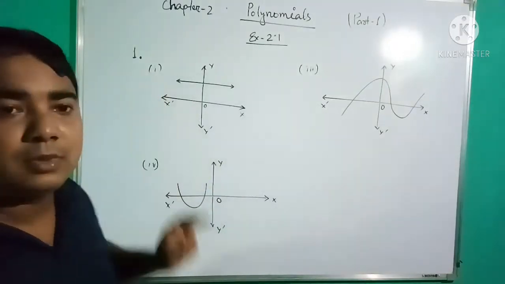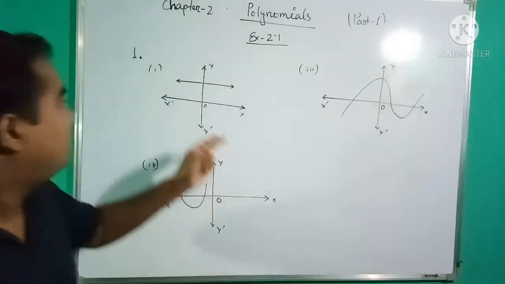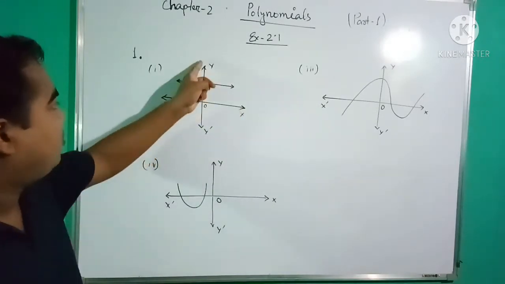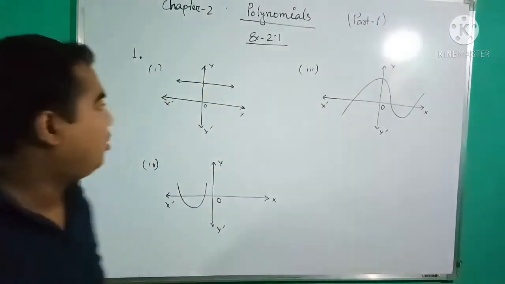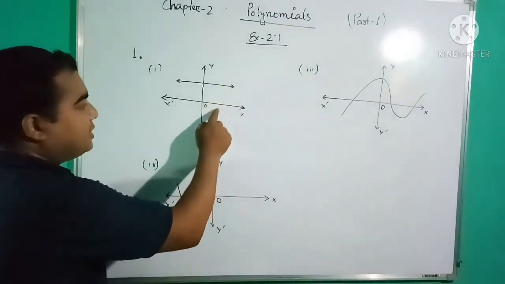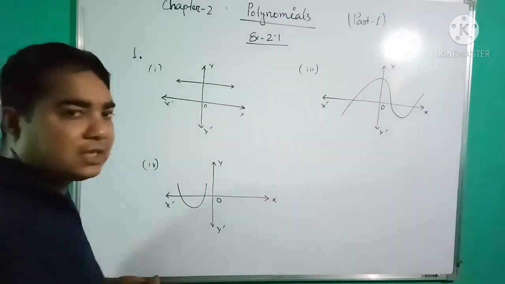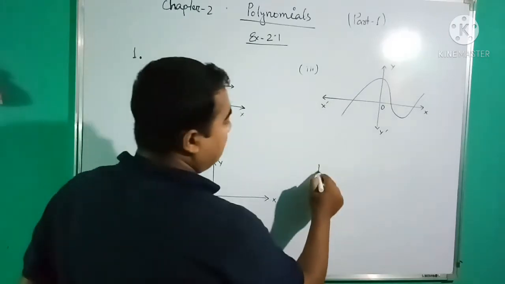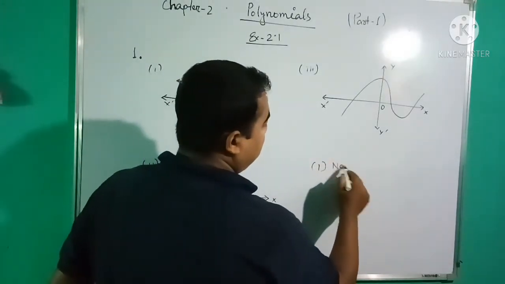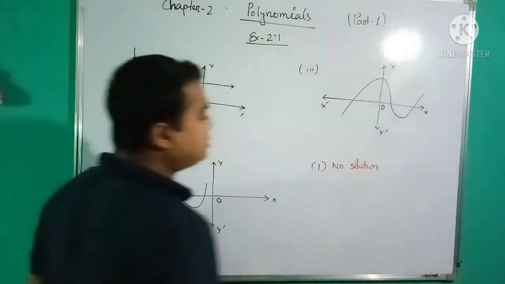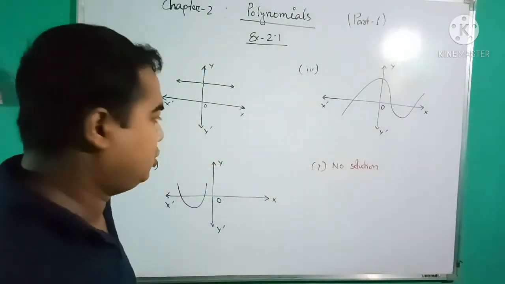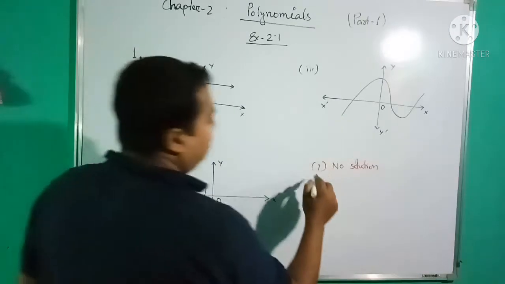Now observe question number 1, Roman numeral 1. See, this is the x-axis and y-axis, and this is the polynomial or graph. Now observe, does it intersect the x-axis? No intersecting point. Therefore the answer to question number 1 is no solution, or the number of zeros is 0. Okay, no solution.